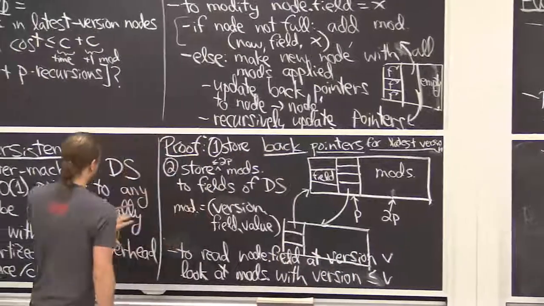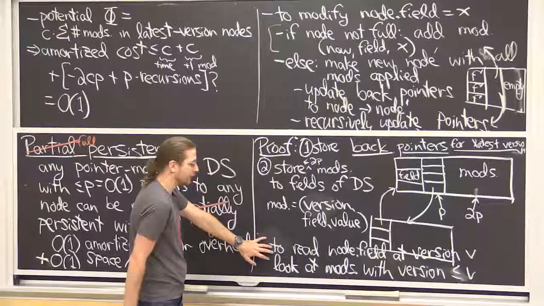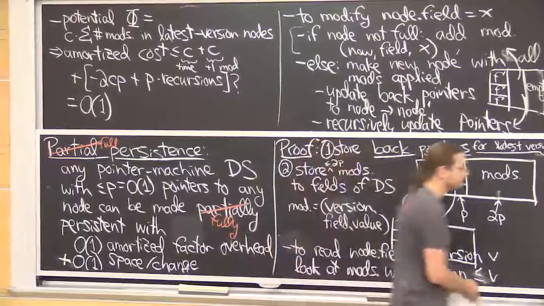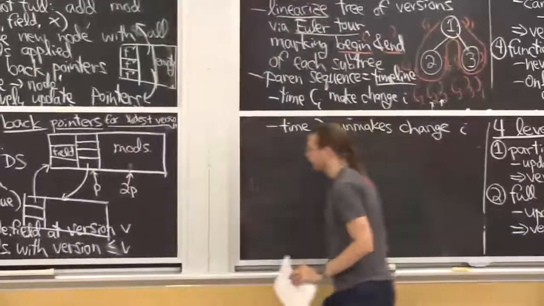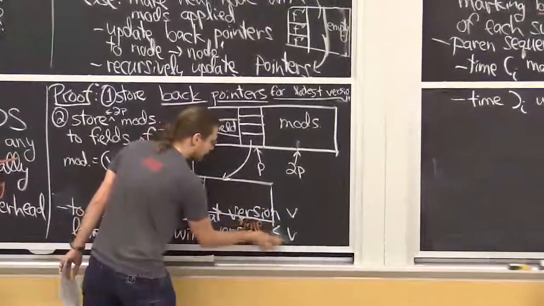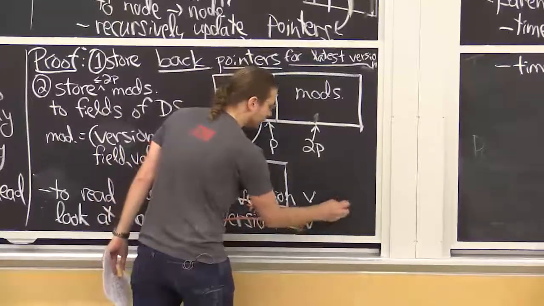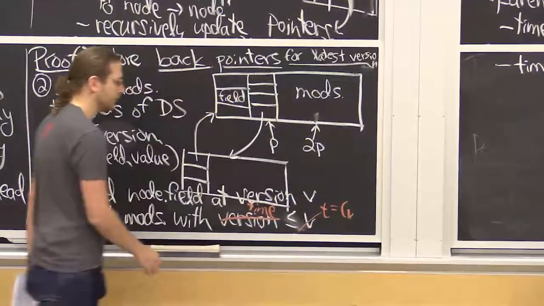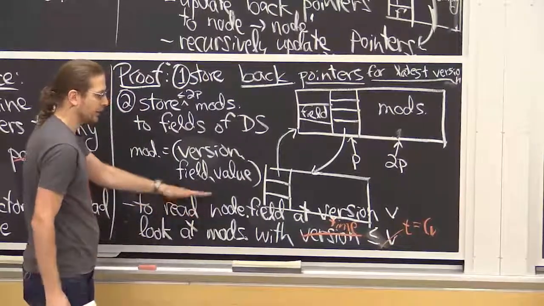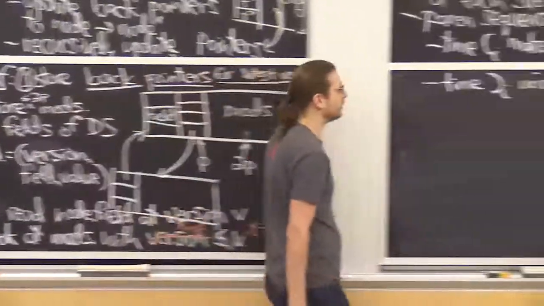essentially, over here in our partial persistence solution, we said to read the field of a node at some version, we look at all the mods with version less than or equal to v. This is now going to be all mods with time less than or equal to t, which is going to be the open paren of that version. Okay, so again, we get a linear timeline, and so we can know which mods apply, and everything's happy.